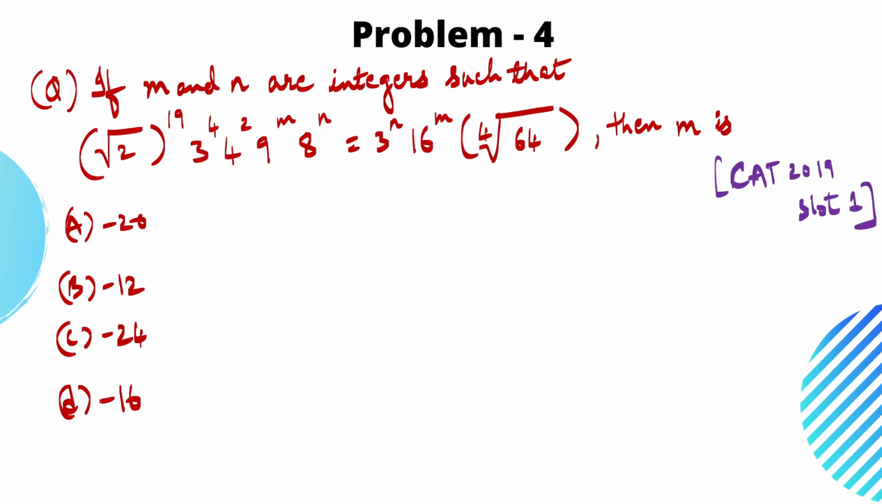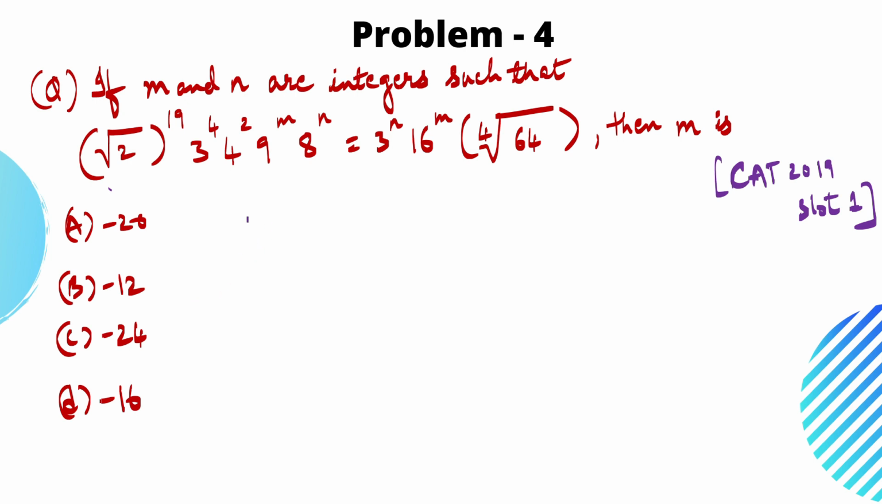So if m and n are integers such that, so this expression is given, then m is, okay, we are asked to find out the value of m. So this appeared in CAT 2019 slot 1. Okay, so if we observe this, we can make root 2 as the base of 2, 3 we can make it base of 3, 4 in terms of 2, 9 in terms of 3, 8 in terms of 2, 3 as it is, 16 we can make it to the base 2, and 64 also we can make as base 2.